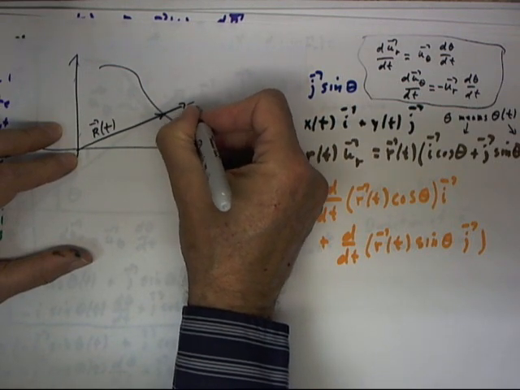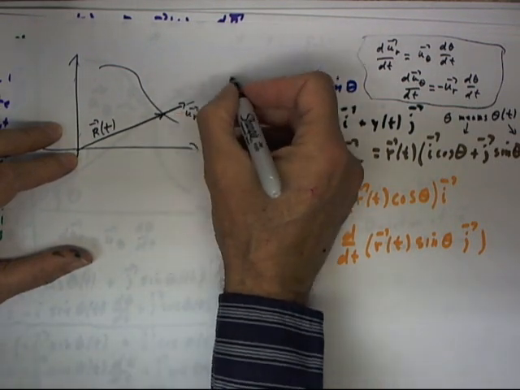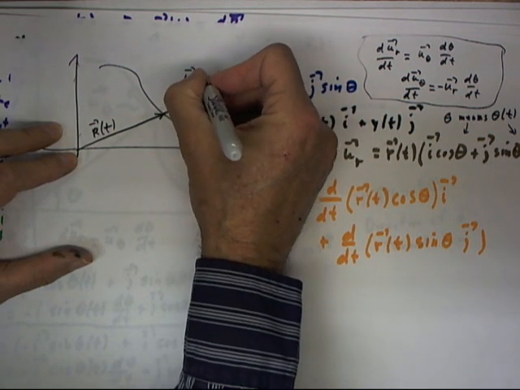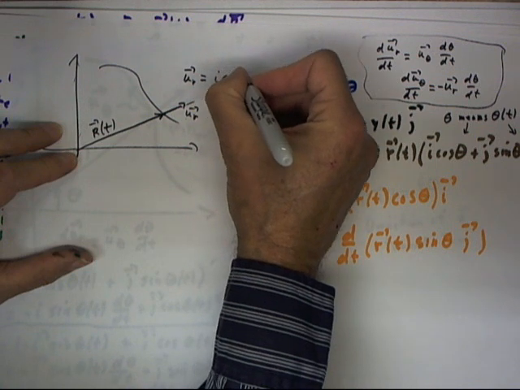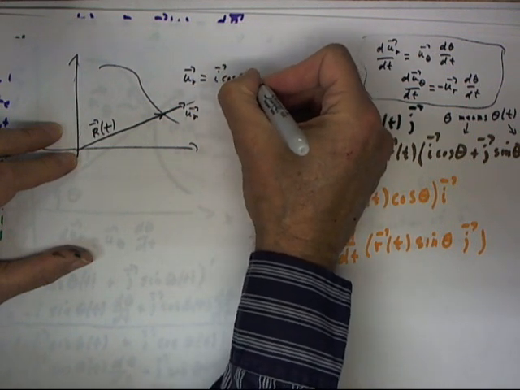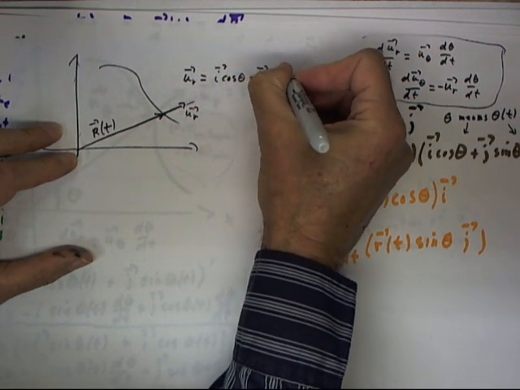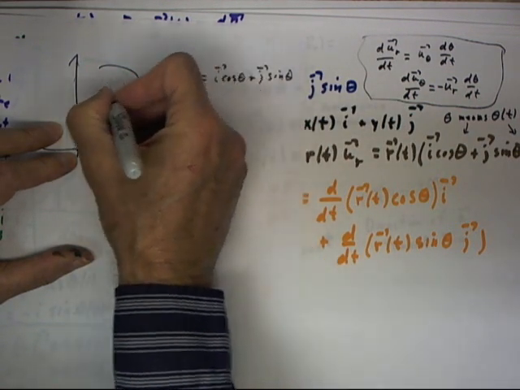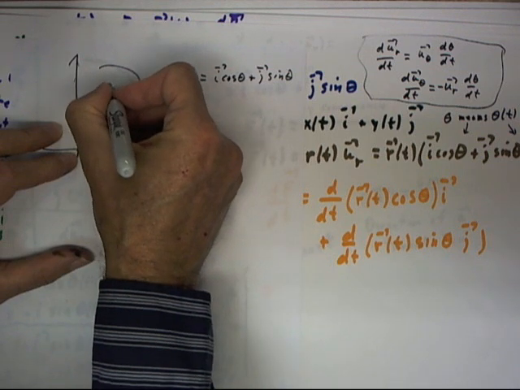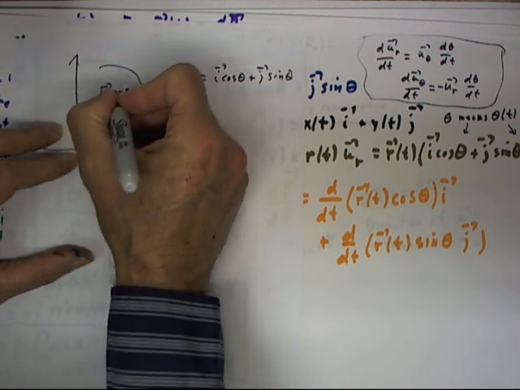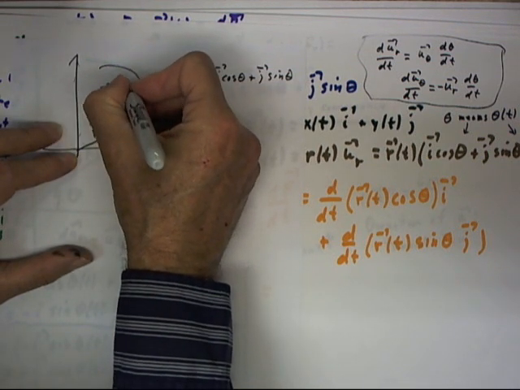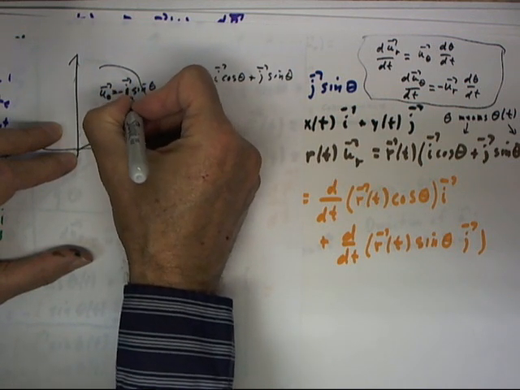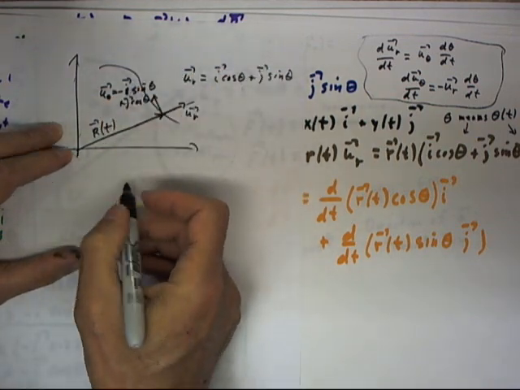That's u sub r, and that vector is i cosine theta plus j sine theta, and a vector u sub theta equals negative i sine theta plus j cosine theta.